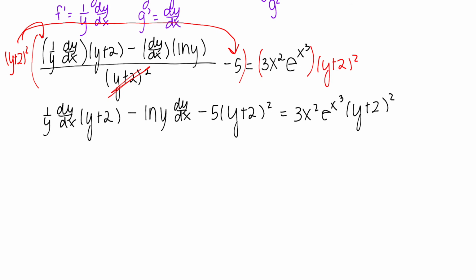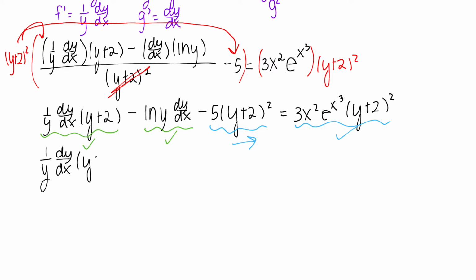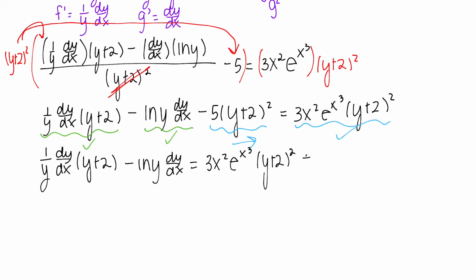We need to get the dy/dx's by themselves, and the good news is this won't be that hard because these guys can just stay where they are. And then this guy can move over to the other side, and he can stay right here. So we have 1 over y dy/dx times y plus 2 minus ln y dy/dx equals 3x squared e to the x cubed times y plus 2 quantity squared plus 5 times y plus 2 quantity squared.